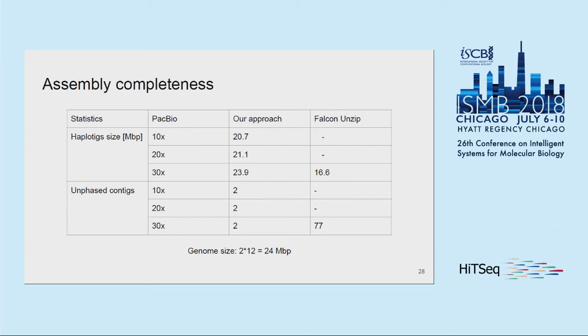Now, to look into the completeness of the haplotypes, where the genome size is 24 megabase pairs, we see that at 30x coverage, we can generate near complete haplotypes, whereas Falcon Unzip can generate almost complete primary contig, but it cannot generate complete haplotypes, therefore resulting in the assemblies of size 16.6 megabase pairs.